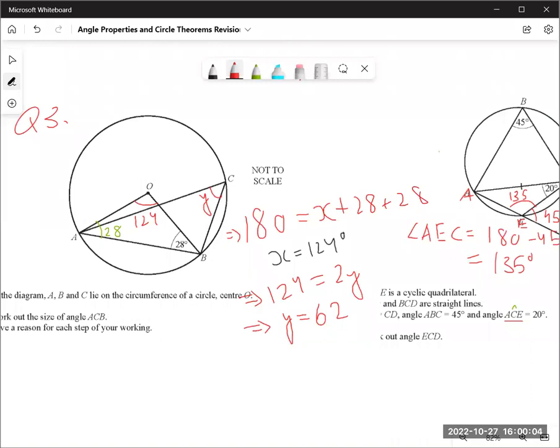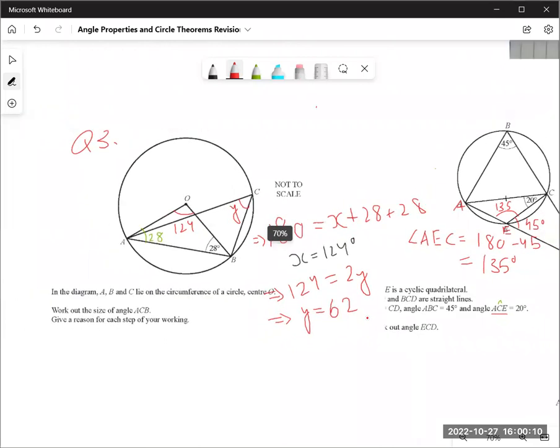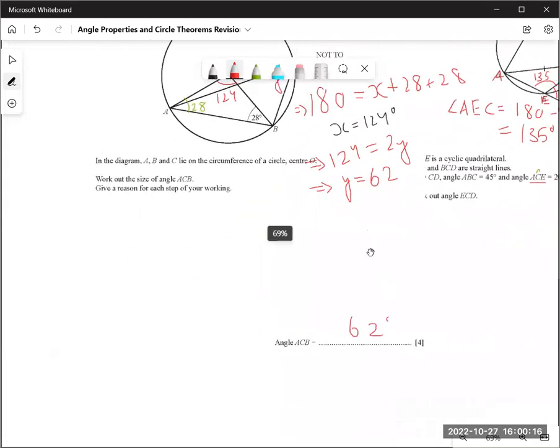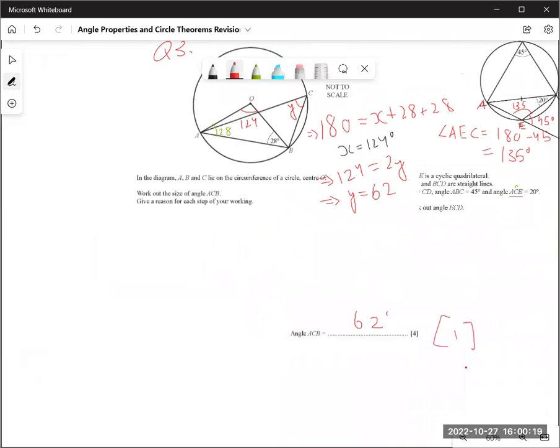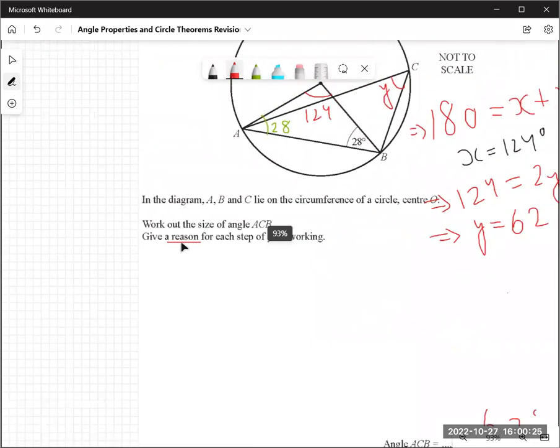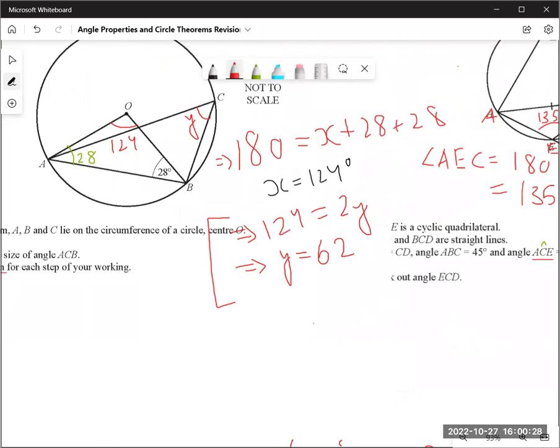Any questions? No. Now the angle they're asking us to find is ACB. We found ACB, which is 62. You have to show all the workings. If you don't show the working, you'll get 1 mark. And they are also asking for a reason. So what is the reason for the last one, Navadha? The angle at the center is double the angle at the circumference.